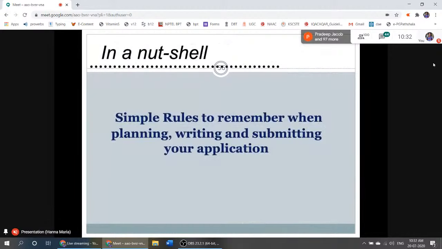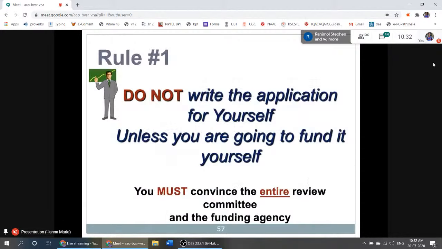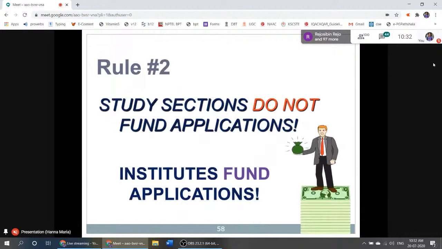I put everything in a few slides. Simple rules to remember when planning, writing, and submitting an application. I'm going to show you some sort of summary. First slide, please. Next one, please.